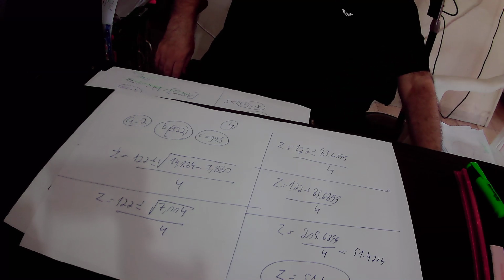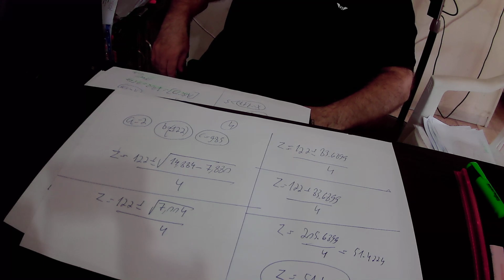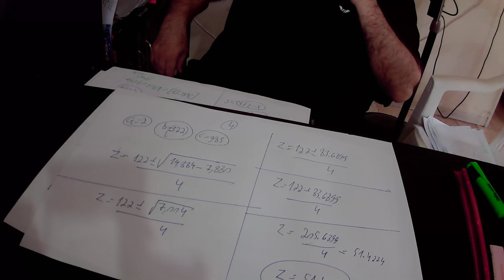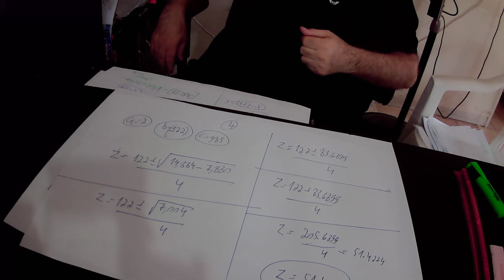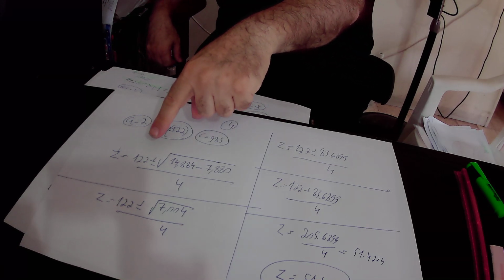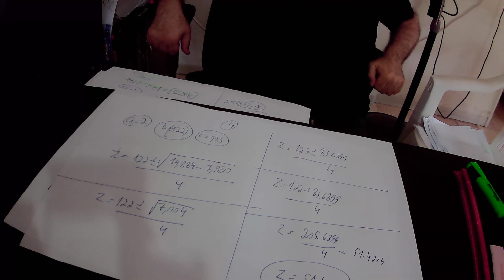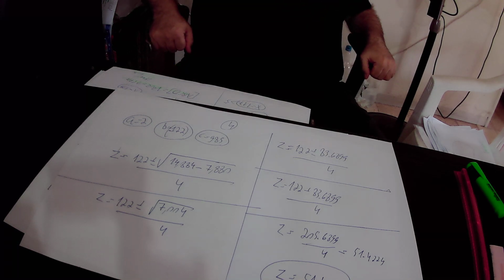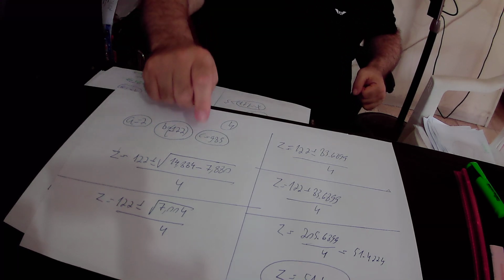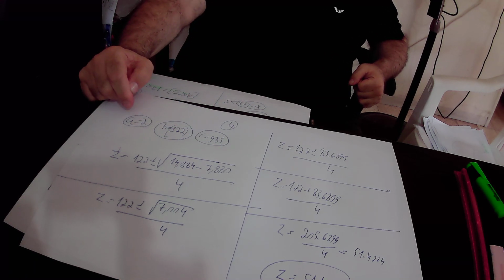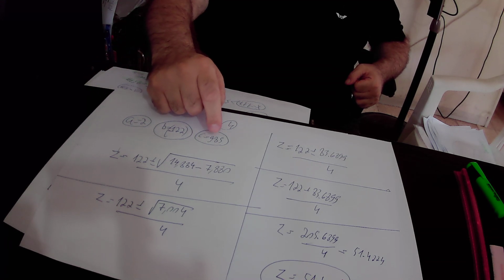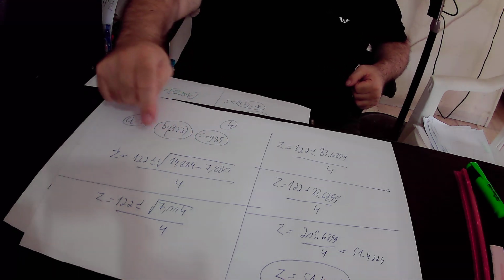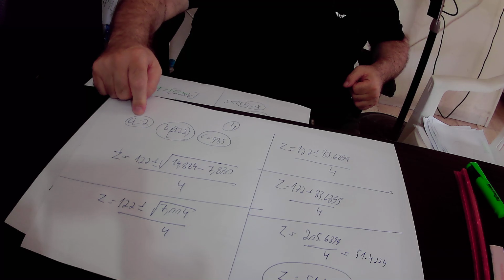We put the data inside the equation, and we found the value of z, because here z plays the role of x. We found that z equals minus b, b is minus 122, therefore minus b is plus 122, plus minus square root of b squared. B is minus 122, therefore b squared is 122 squared, that is 14,884, minus 4 times a is 2, so minus 4 times 2 is minus 8, times c is 985, and minus 8 times 985 equals minus 7,880, divided by 2a. A is 2, so 2 times a is 4.